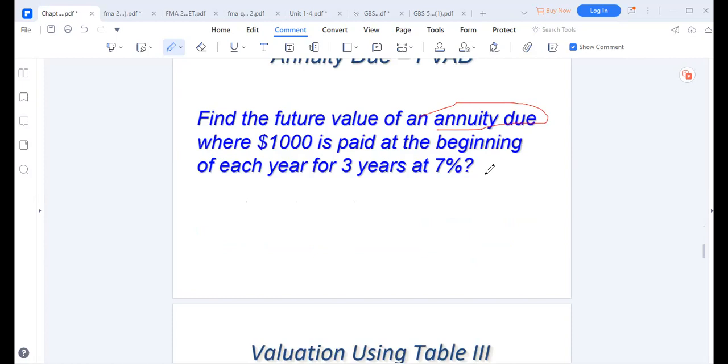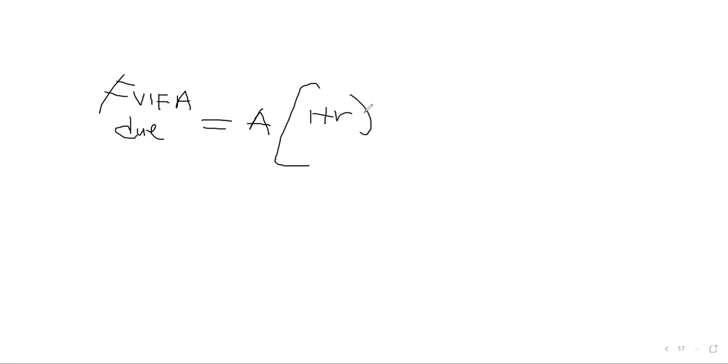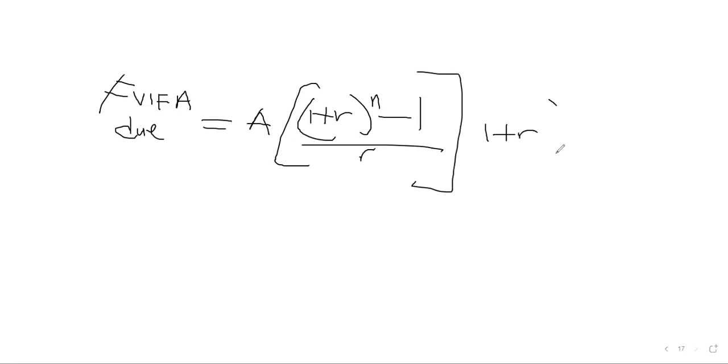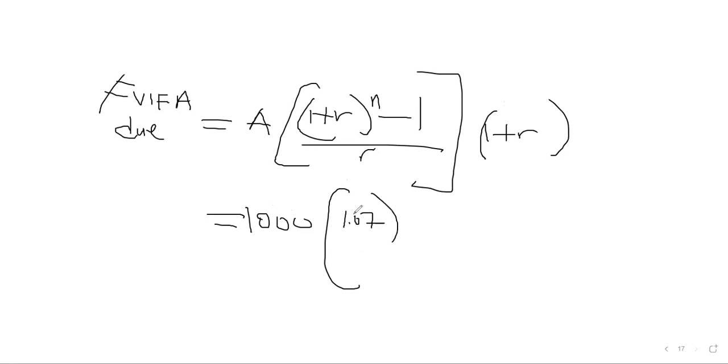So the future value interest factor annuity due is going to give us the amount, then open brackets, (1 plus R) to the power N minus 1, over R, then multiply by 1 plus R. So here we have 1,000, then 1.07 to the power 3, then minus 1 over 0.07, multiplied by 1.07.